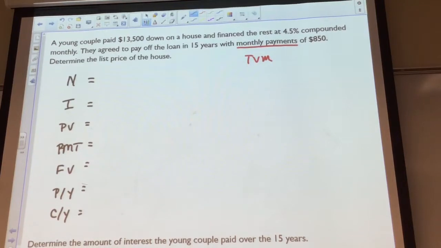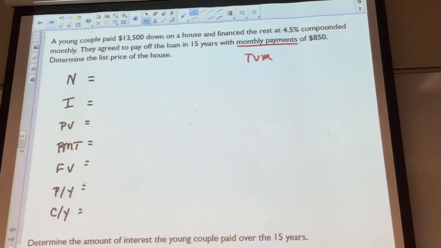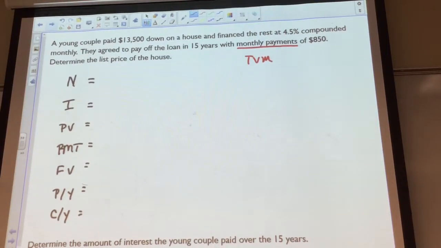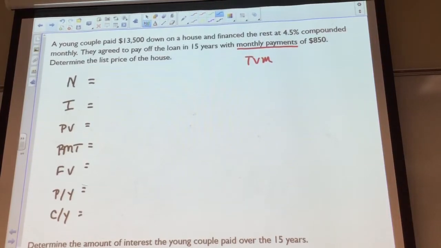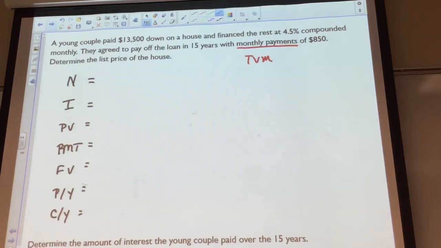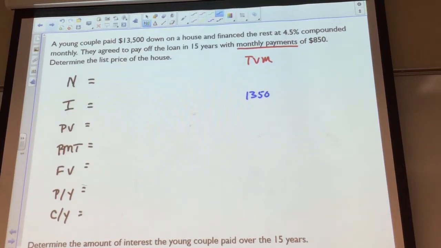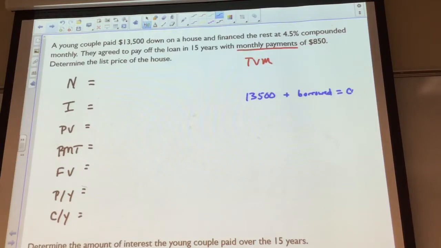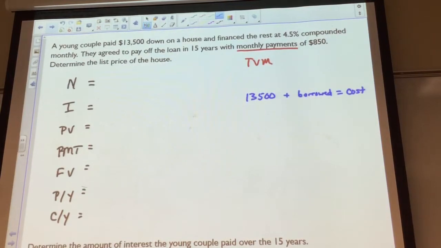So where does the $13,500 come into play? They got that money in the bank right now. Is that going to buy the house? Obviously not. But is that part of what the house is going to cost them? So that $13,500 is not coming out until this particular point in time. That $13,500 plus what they borrowed is equal to the cost of the house, or the price of the house, that they're asking you to find.